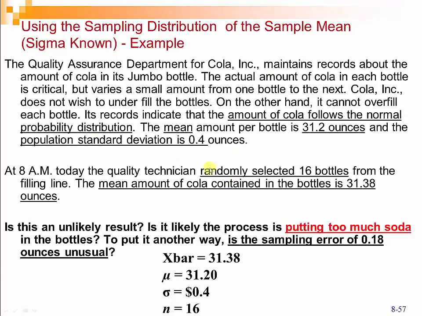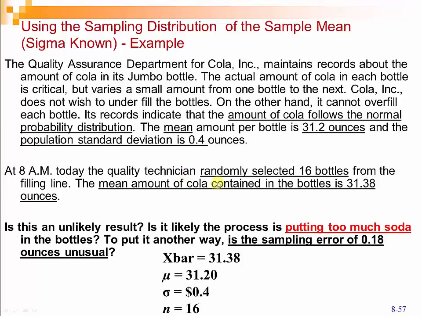Here we have our scenario, and you can pause it to read this if you'd like. The point is we're trying to fill soda bottles, cola bottles. The actual amount is critical, but it varies a small amount from one bottle to the next. They don't want to underfill their bottles because that'd be bad publicity and bad for the customers. And on the other hand, it can't overfill each bottle because it would overflow. Records indicate that the amount of cola follows the normal probability distribution. The mean amount per bottle is 31.2 ounces, and the population standard deviation is 0.4 ounces.